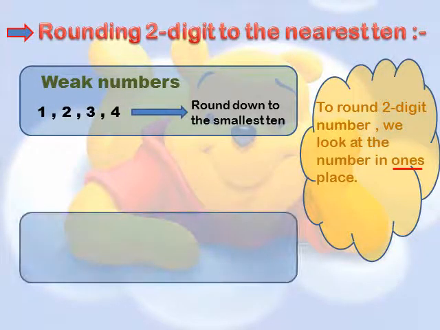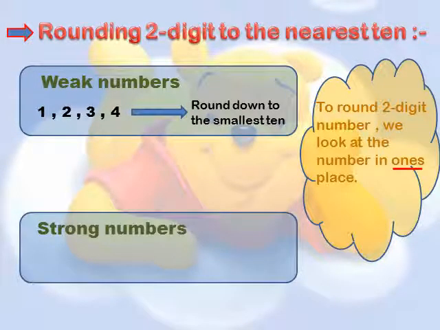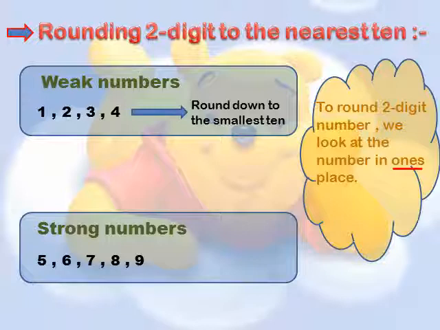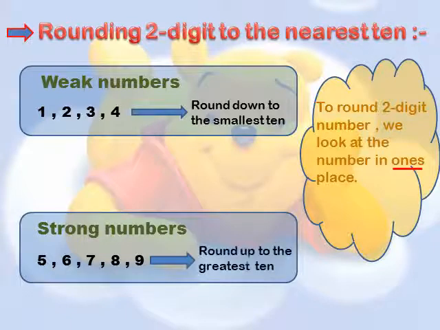What about the other type of numbers? They are the strong numbers, like 5, 6, 7, 8, and 9. What shall these numbers do with the ones place? When I see one of these numbers in the ones place, it will round up to the greatest 10.